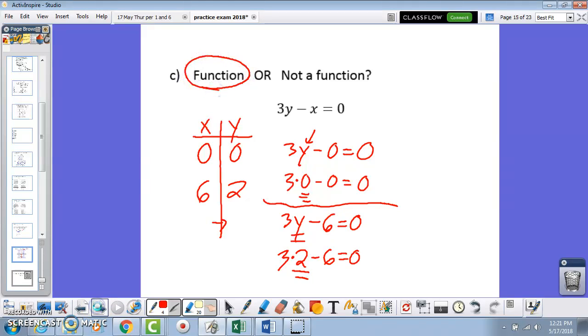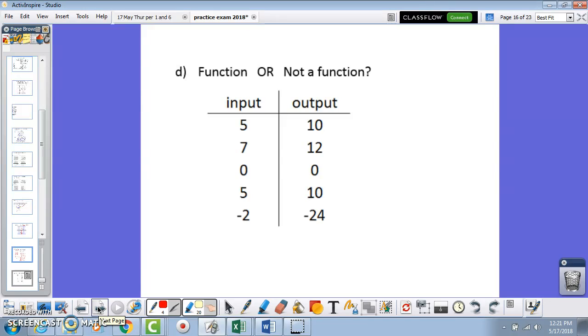Okay. Going on to D, let's see here. I've got a repeated input 5 and 5. 5 is 10. 5 is 10. So far, looking good. 7. Any other 7s? Nope. 0. Any other inputs of 0? Nope. -2. No other negative 2s in the input. So that's it. It's a function.